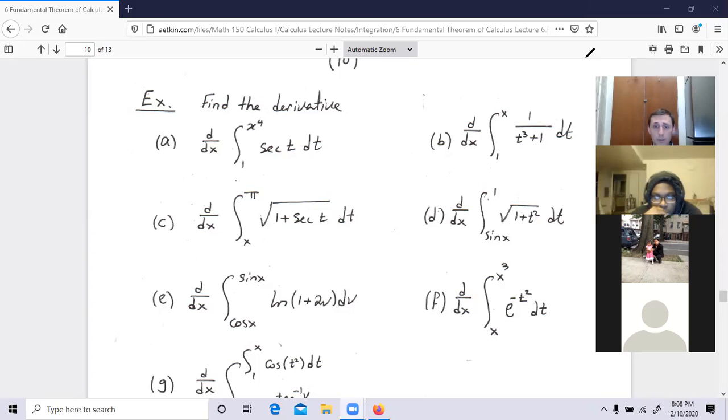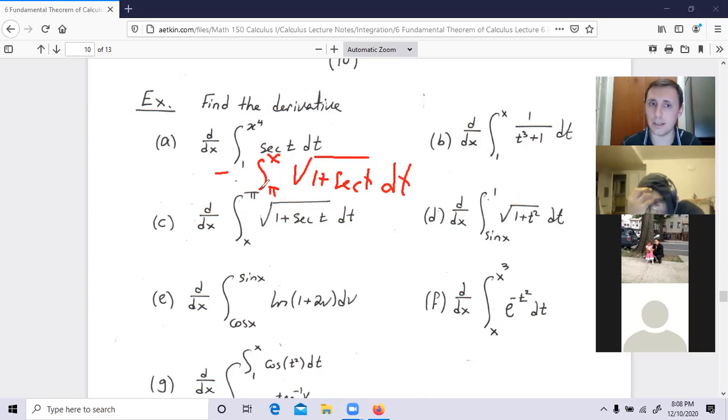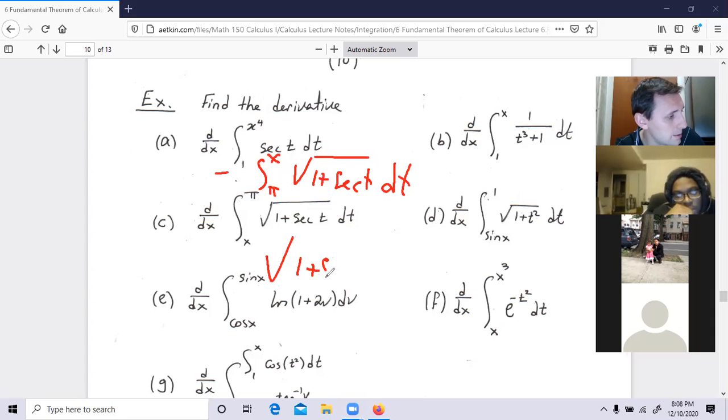Okay, except you made a small mistake, Nassim. So you see, look at it, the variable has to be on the top. So if you see the variable not on the top, what do you do first? You say, before you take the derivative, it's minus the integral from pi to x of root 1 plus secant t dt, right? You make it look like the previous example. So now you have the x on the top. You see, again, pattern, same thing. So the derivative is root 1 plus secant x. And because there is a minus, you just multiply by minus.